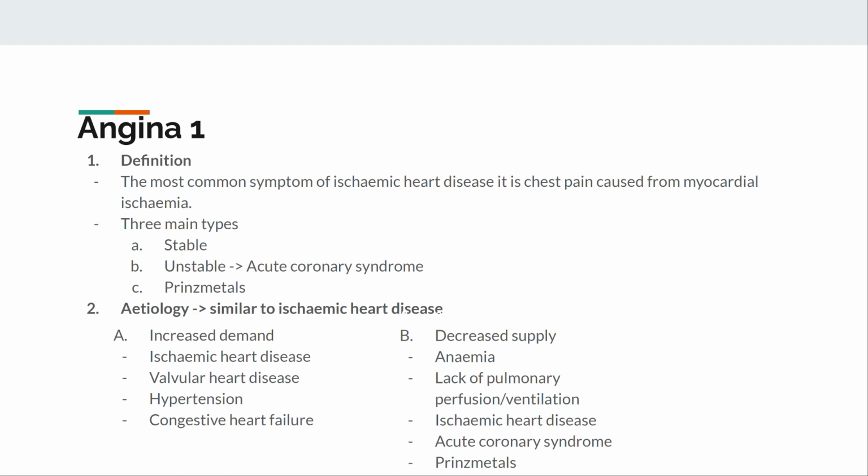And there's something called Prinzmetal's, which we'll also discuss in a little bit. So in terms of etiology, it's very similar to ischemic heart disease. You'll notice with all these cardiac conditions, they're all very similar because they're all interrelated. So it's about the increased demand and decreased supply. And I've listed some causes here for angina, but it's very similar to ischemic heart disease.